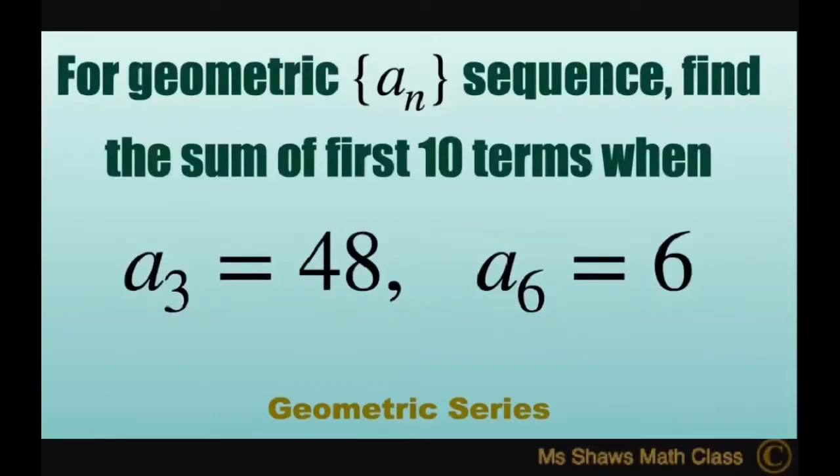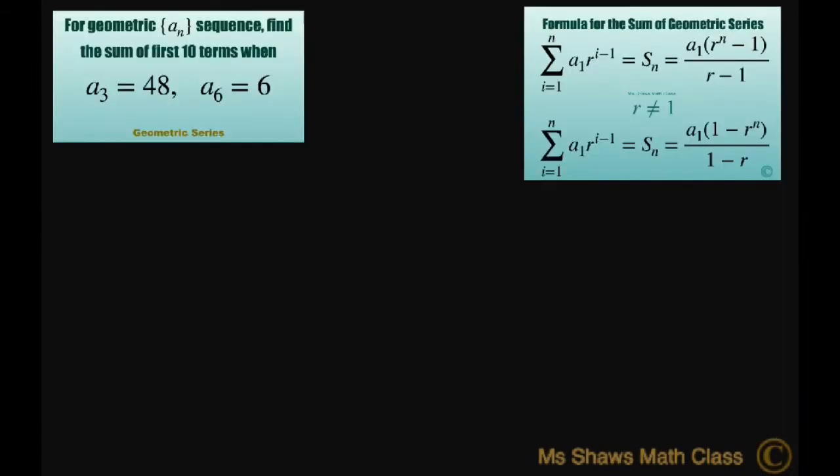Hi everyone. For a geometric sequence, we're going to find the sum of the first 10 terms when our third term is 48 and our sixth term is 6. So we're going to let A and R be our first term and common ratio. A is going to be the first term and R equals the common ratio.